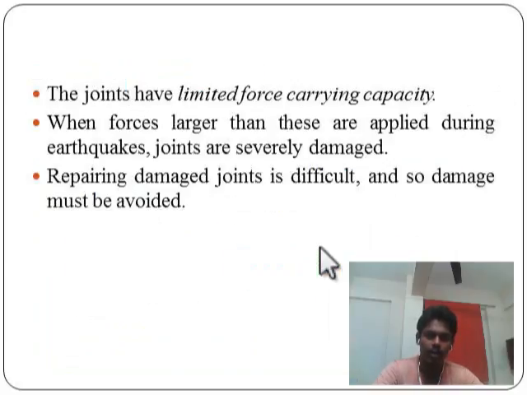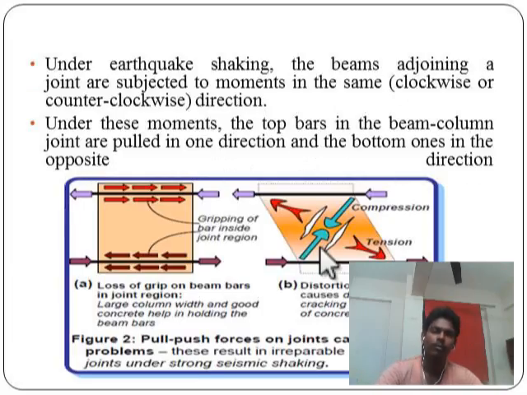These joints have limited force carrying capacity. If forces larger than these are applied during the earthquake, joints are severely damaged. Repairing damaged joints is difficult, so damage must be avoided. Under the earthquake shaking, the beams adjoining a joint are subjected to moment in the same direction. If that particular earthquake is in the same direction, the building tends to be in a shear part, so there will be a loss of grip on the beam bars in that particular region.